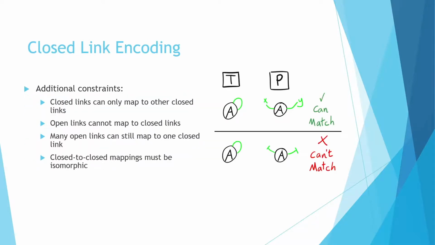So that's how we do open links, which are fairly under-constrained. However, there's also closed links which exist in the bigraph, and we have to deal with these additional constraints. Closed links can only map to other closed links. Open links can't map to closed links. Many open links can still map to the one closed link because you can close it in the matching process, and closed-to-closed mappings must be isomorphic.